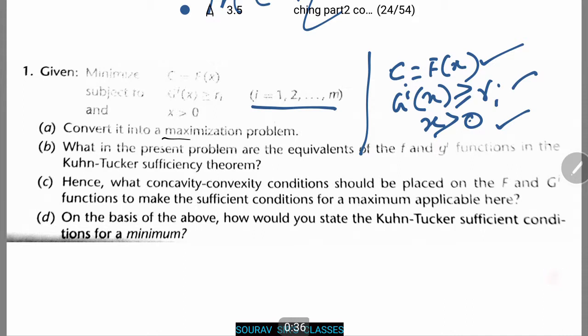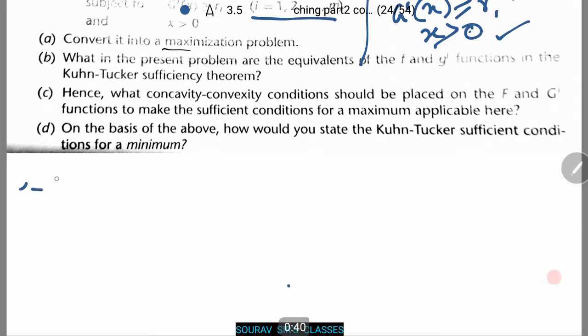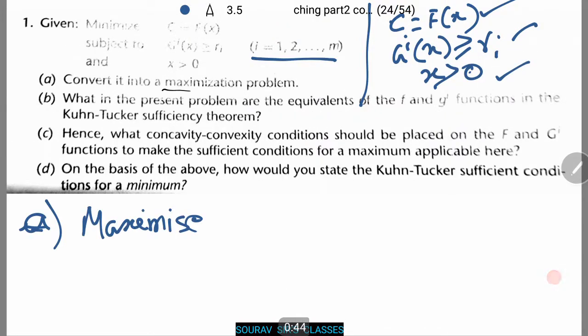We need to convert it into a maximization problem. The process is very simple. We first write maximize, then we multiply by -1 on both sides, which results in minus c equals minus f(x).